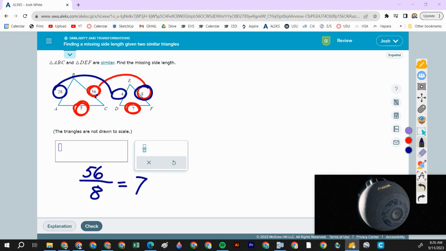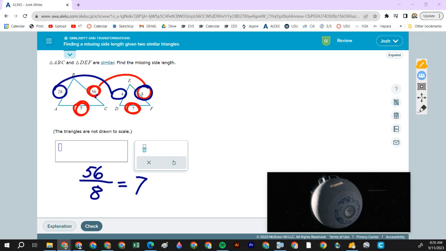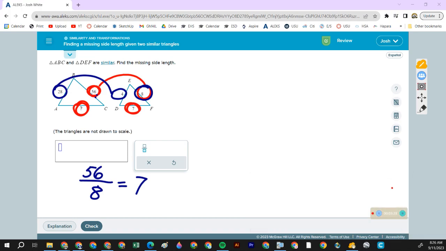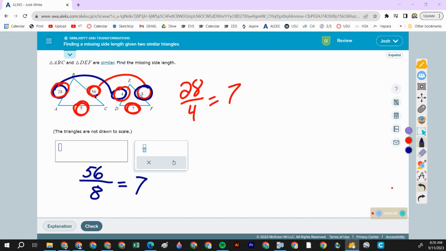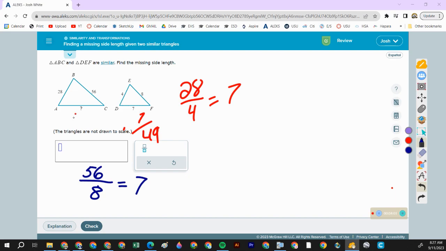All right, so I need to get rid of this thing. There we go. So if we check the other side, 28 divided by 4 is also 7. Okay, so we also have the question mark side. How big is it going to be? 49. So 7 times our scale factor, which is 7, is 49. Oh, look at that. The bottom is not the longest side. I was wrong. So this is going to be 49.